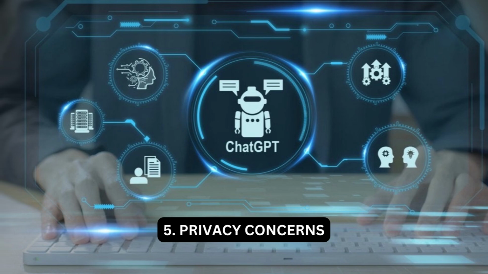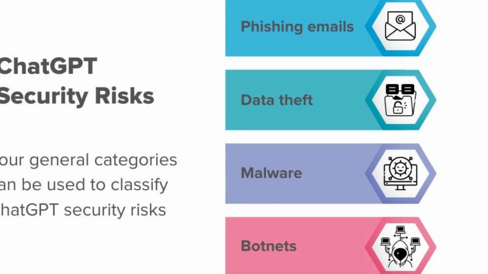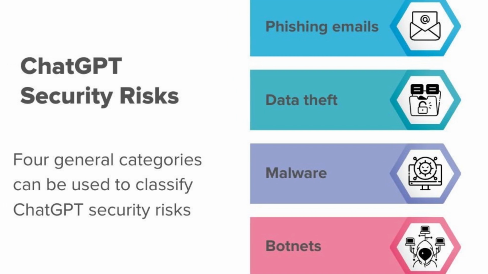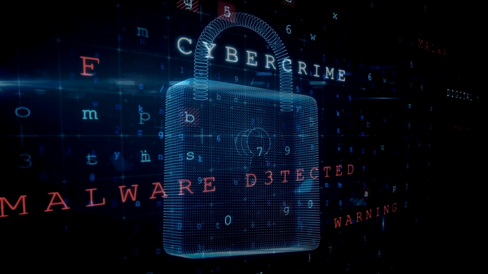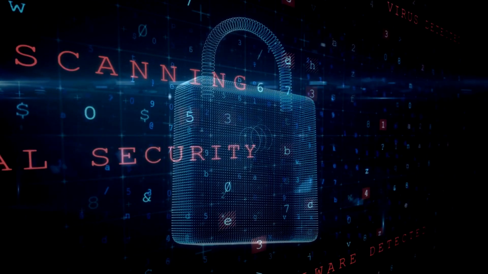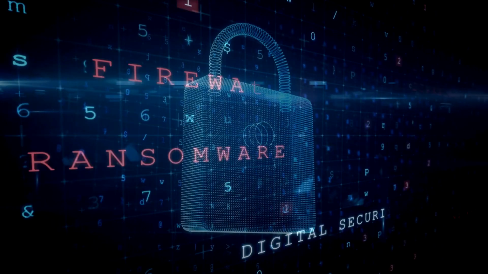5. Privacy concerns. ChatGPT was trained on a massive corpus of text data, which may include sensitive information about individuals. There may be concerns about the privacy and security of this data, and how it is being used and stored by OpenAI and its partners.